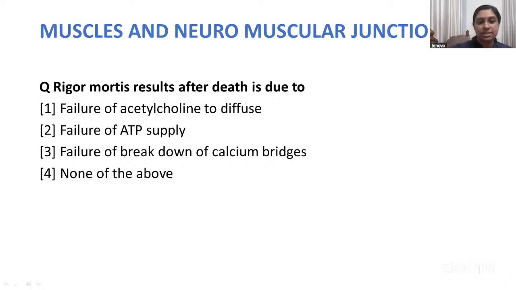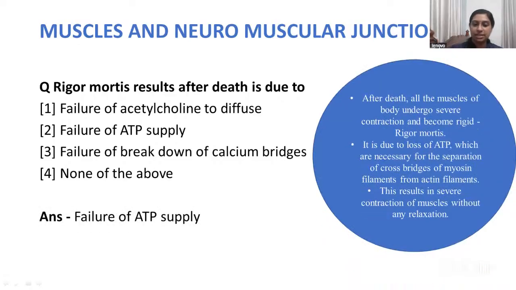Coming to the questions. First question is, rigor mortis results after the death due to? The options are failure of acetylcholine to diffuse, failure of ATP supply, a failure of breakdown of calcium bridges, or none of the above. So what's the answer? The answer is failure of ATP supply.